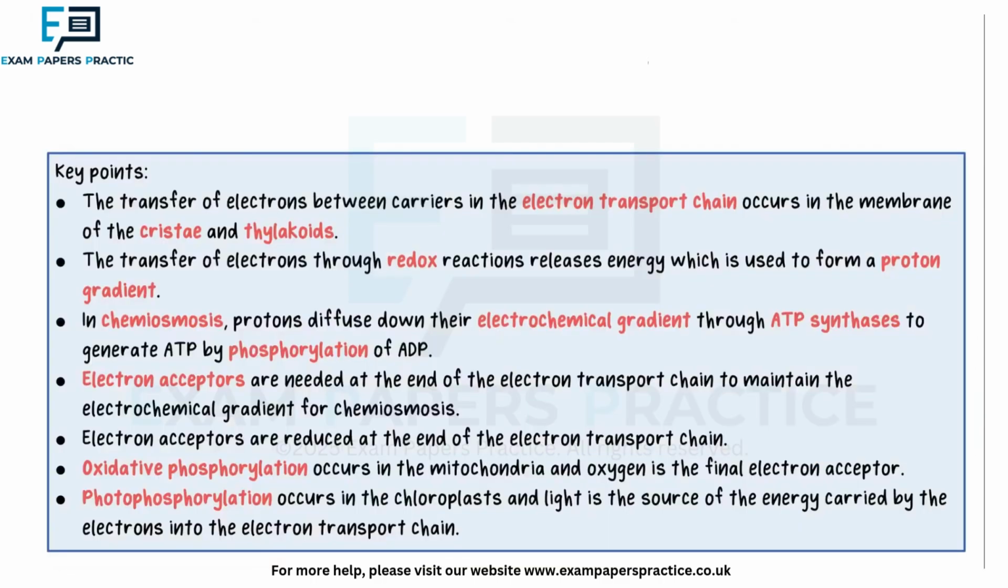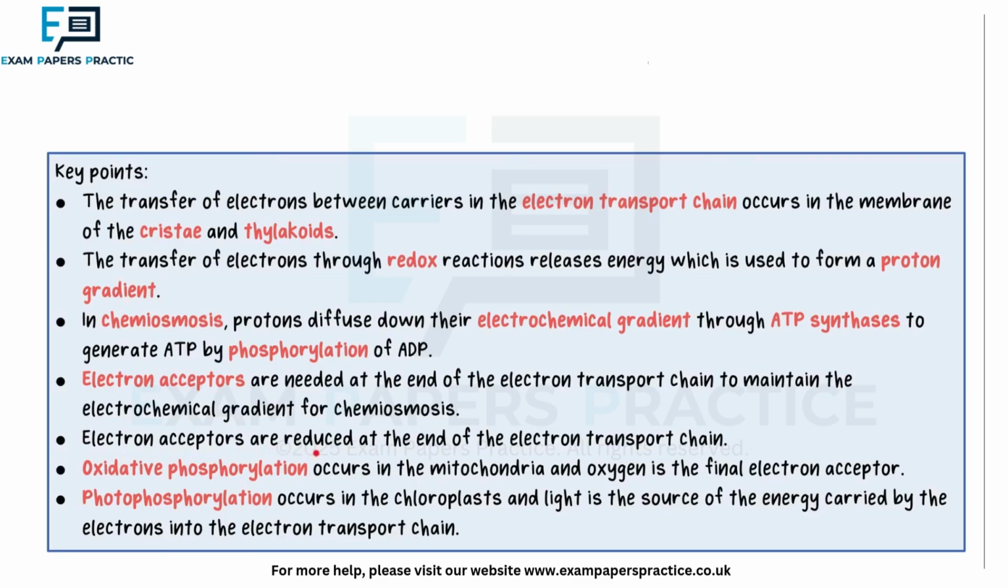So in this video, we have seen that the transfer of electrons between carriers in the electron transport chain occurs in the membranes of the cristae and thylakoids. The transfer of electrons through redox reactions releases energy, which is used to form a proton gradient. Chemiosmosis is when protons diffuse down the electrochemical gradient through ATP synthases to generate ATP by phosphorylation of ADP. Electron acceptors are needed at the end of the electron transport chain to maintain the electrochemical gradient for chemiosmosis.